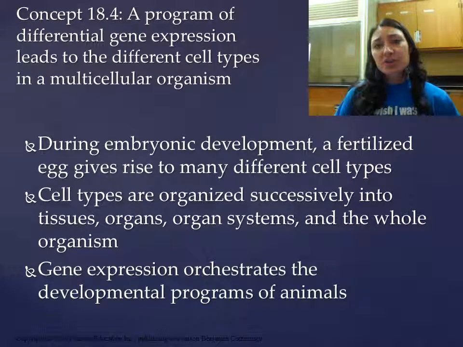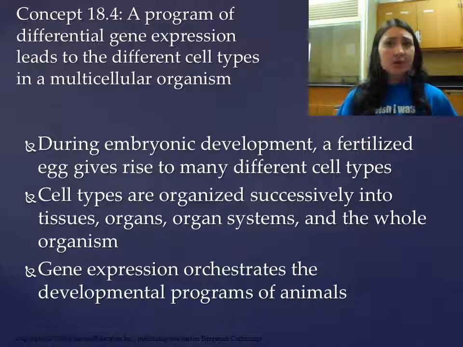So we talked about gene expression and controlling which products are made within a cell, why that's important and where that happens. Now we're going to talk about how differential gene expression can lead to different cell types being formed in a multicellular organism. So we know that during embryonic development, your fertilized egg can give rise to a bunch of different cell types. You get your skin cells, your liver cells, your brain cells, and those cell types are then organized into tissues. Tissues are organized into organs, organ systems, and eventually the entire organism.